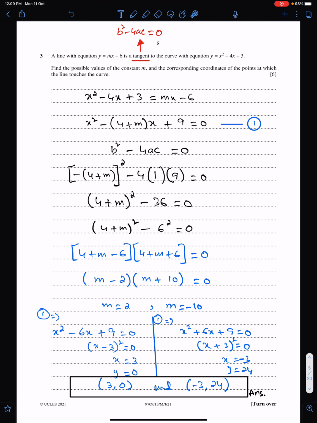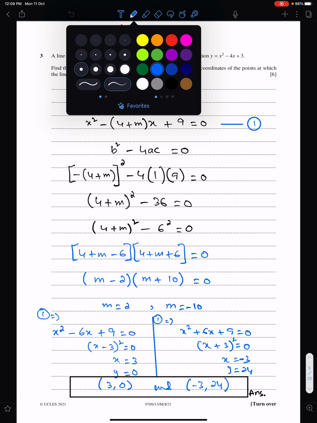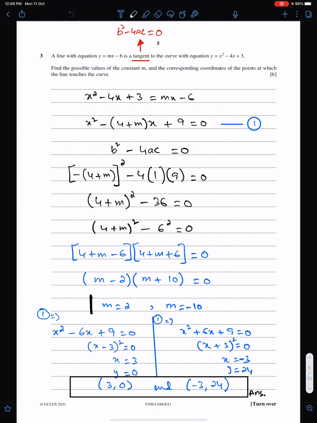So we had to find the values of m, and then we had to find the points at which the line touched the curve. We have got both the things. This is the first answer of this question. And this is the second answer of this question.